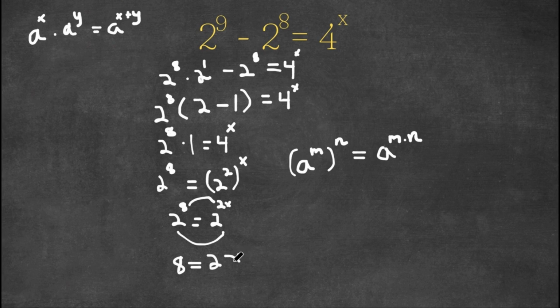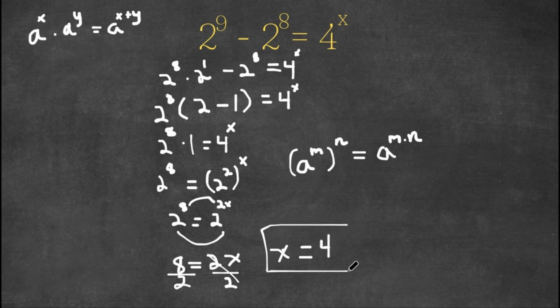And now, as you can see, we have a simple equation, and we just want to solve for x. So if we divide by 2 on both sides, these two cancel out, and we get 8 divided by 2 equals x, and 8 divided by 2 is 4. So x equals 4. And this is our answer.